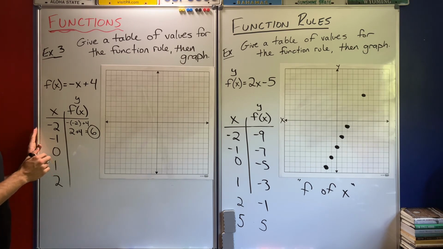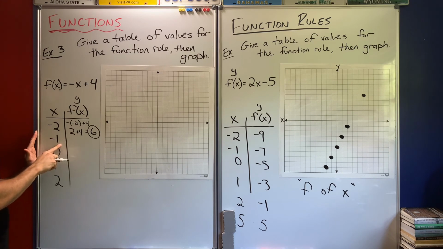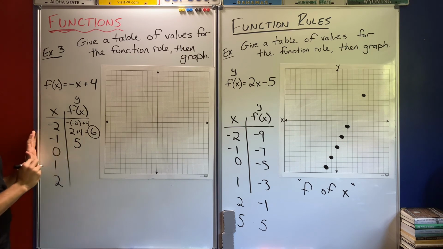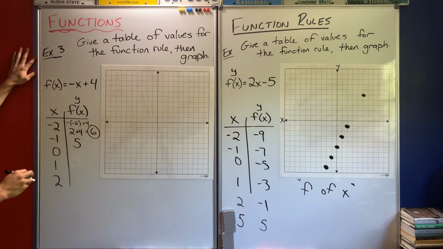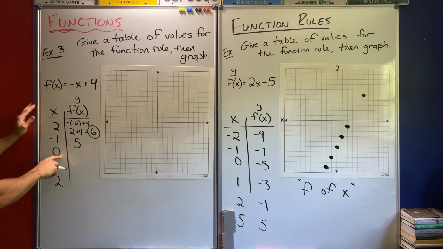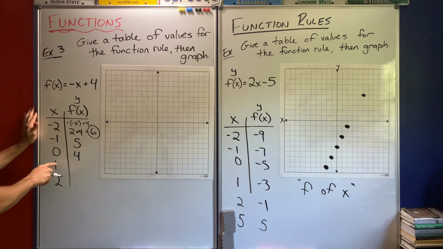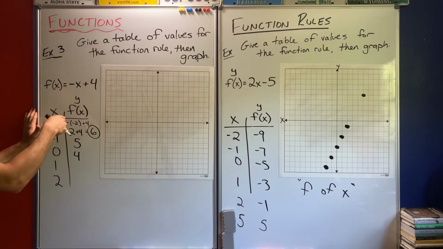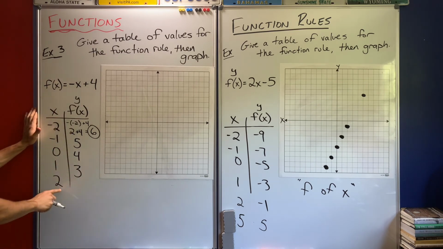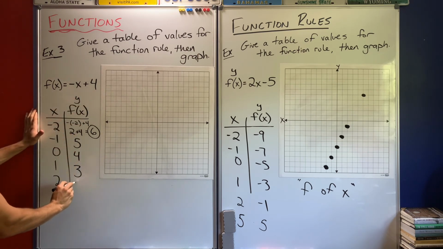Okay. So -1 in for x. So opposite of x. So opposite of -1 is +1. +1 plus 4 is +5. Okay. And then 0. Opposite of 0. You can't have a -0, so we'll just stick with 0. So 0 plus 4 is 4. Okay. Opposite of +1 would be -1. So now it's negative. -1 plus 4 would be 3. And then opposite of +2 is -2. So -2 plus 4 is 2.